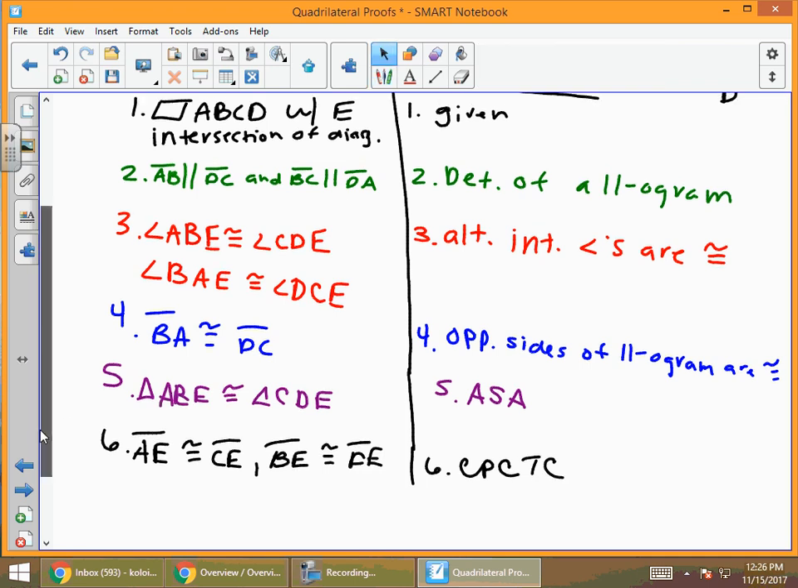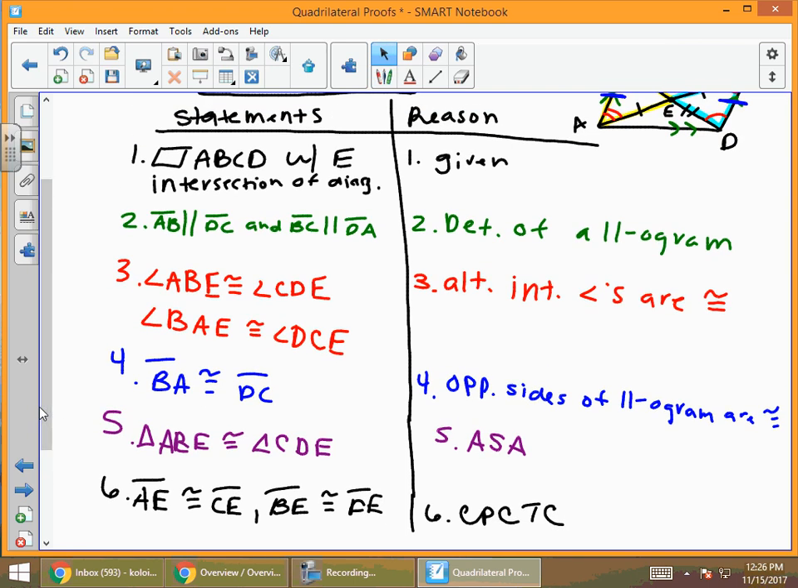Questions over that? Again, you're literally just doing those triangle proofs. That's all we're doing. You're just using the fact that you have a parallelogram. So you have to remember to state that opposite sides are parallel, and then at some point you're going to be using alternate interior angles. Questions? Okay.